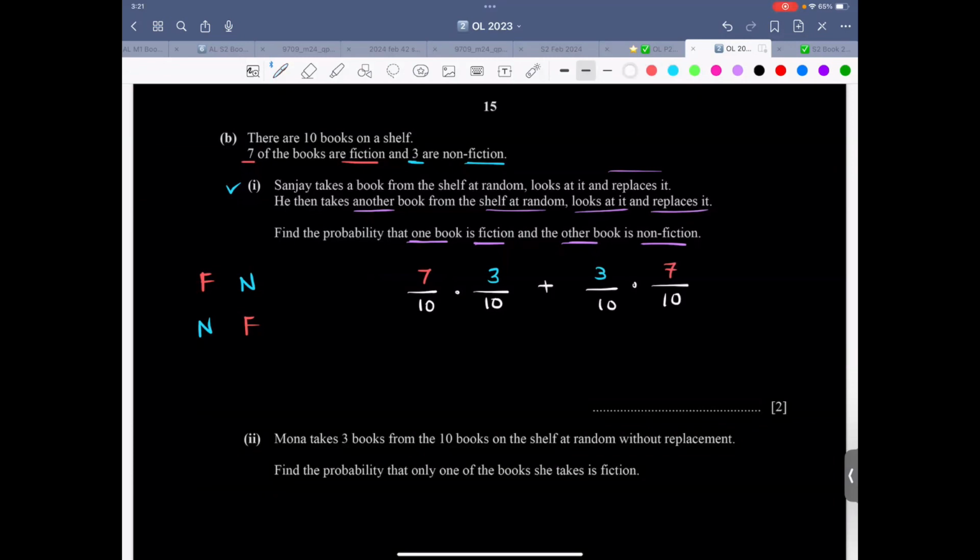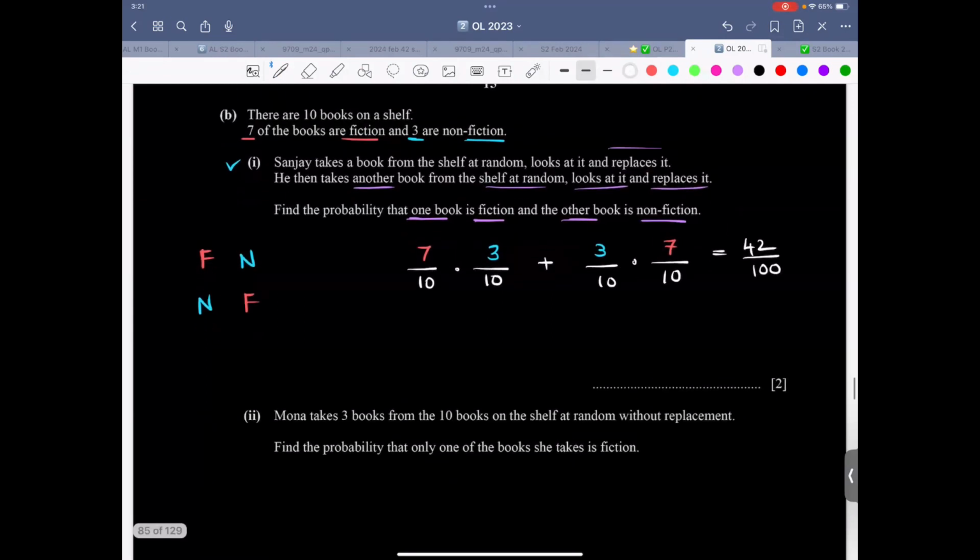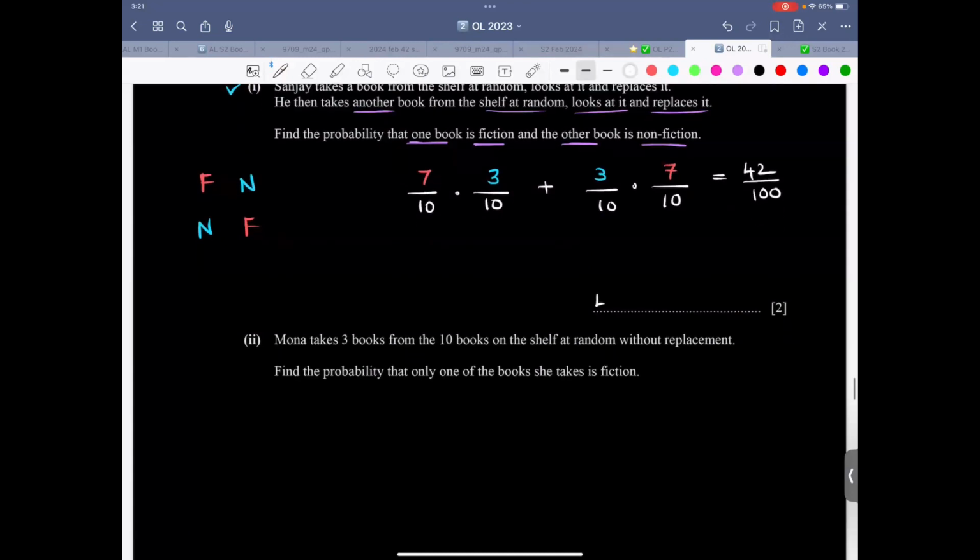So it's either this or this. 7 into 3, 21. 21. That comes out to be 42 over 100. In this particular question, they're not asking us to reduce it, so we can leave the answer as it is. Or if we want, we can reduce it also. So both are perfectly acceptable.